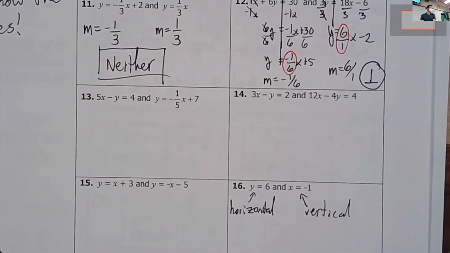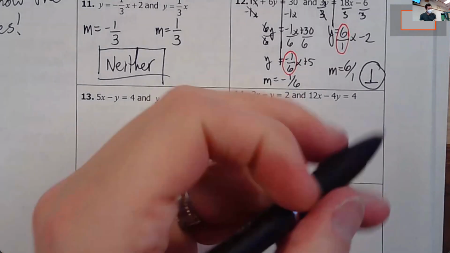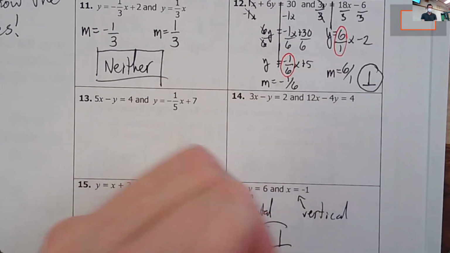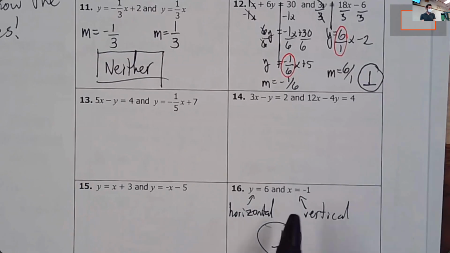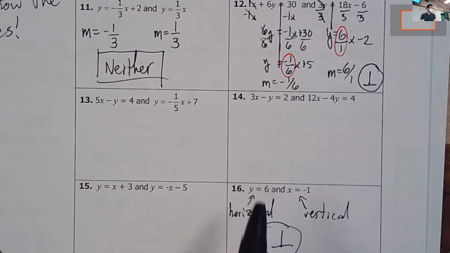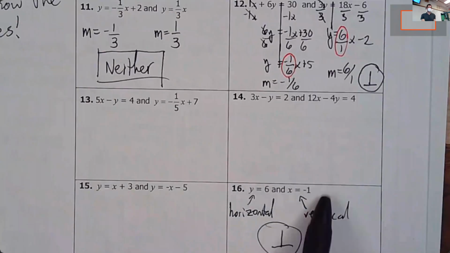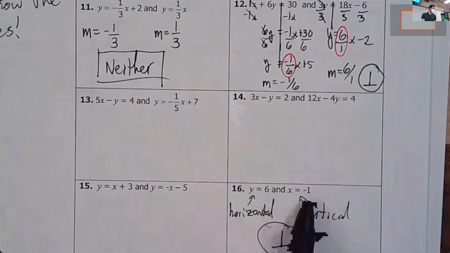How are horizontal and vertical lines related on a graph? What do they look like on a graph? Horizontal and vertical. So what's the answer? Perpendicular, exactly. So if you have just an x equals and just a y equals, that's going to be perpendicular. If you have two of these, two y equals just numbers, then they're parallel. If you have two just x equals numbers, those are also parallel, but if it's one of each, that's perpendicular.